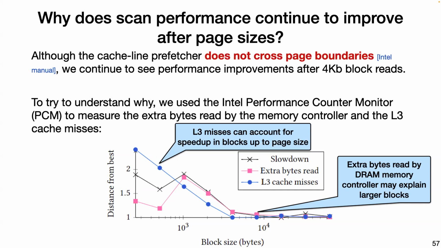And the reason for that is, in some cases, because of page reads or cache lines or whatever it is. And even after the page read size, the pink line is still above 1. There are extra bytes read by the DRAM memory controller still after that. So that is the conjecture about why it's still getting better and this pink line is still going down.